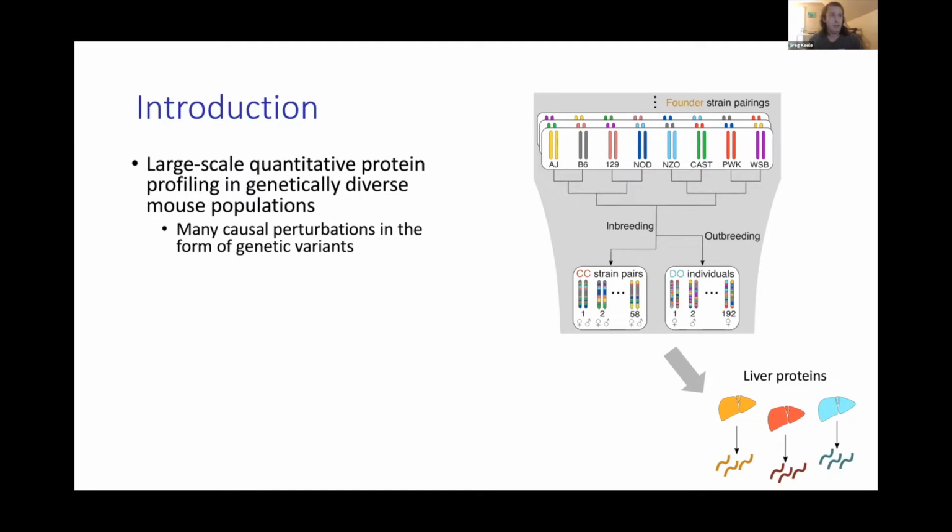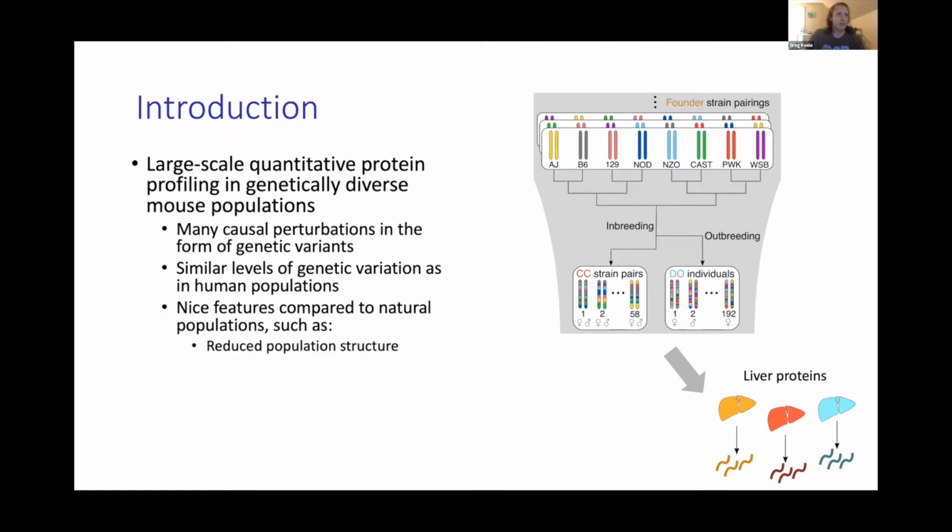Our lab has collected, across a couple of experiments, large quantitative protein profiling data across all 3 of these populations. You can view them as representing many causal perturbations in the form of genetic variants that will potentially have effects on protein levels. For some context, there's a similar level of genetic variation present in these populations, even more compared to many natural human populations, and much more than traditional inbred mouse populations.